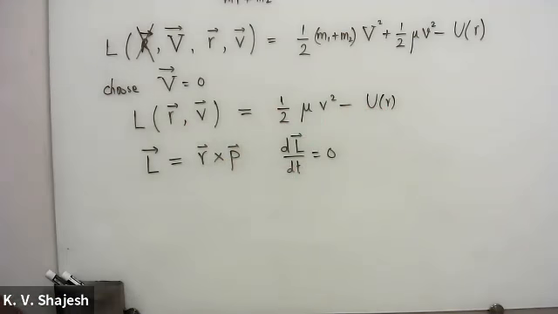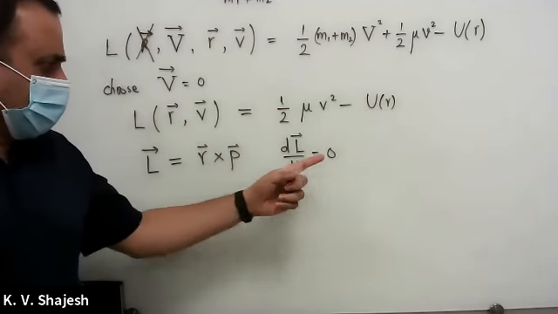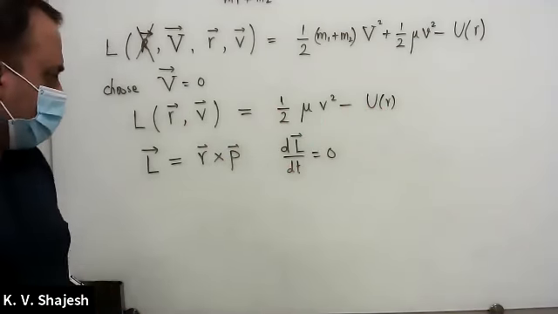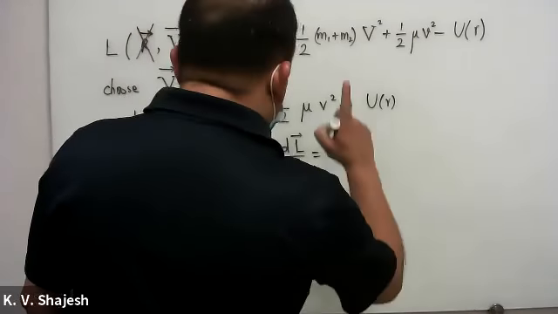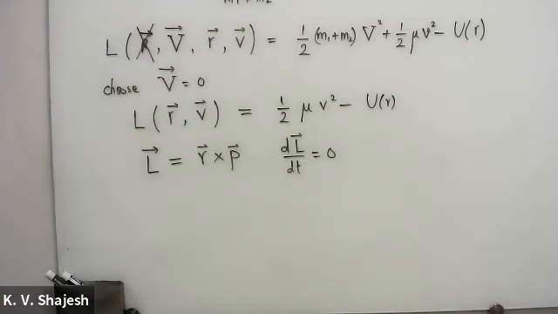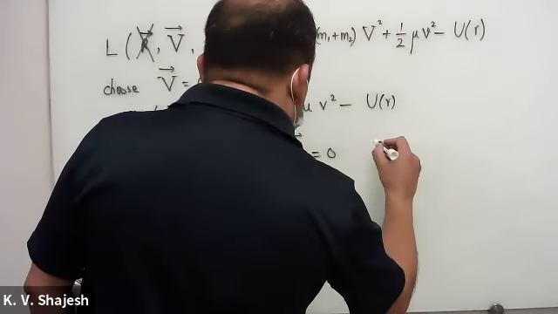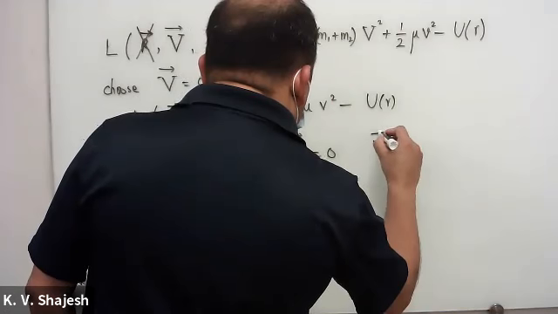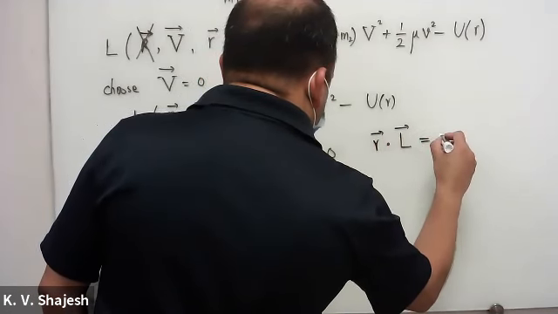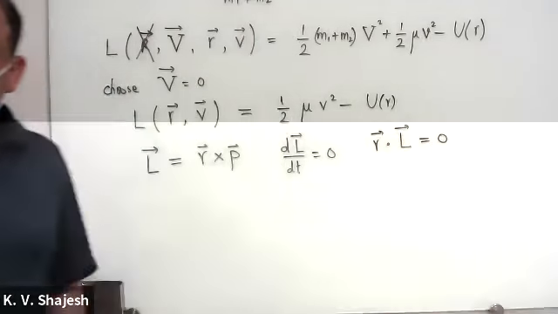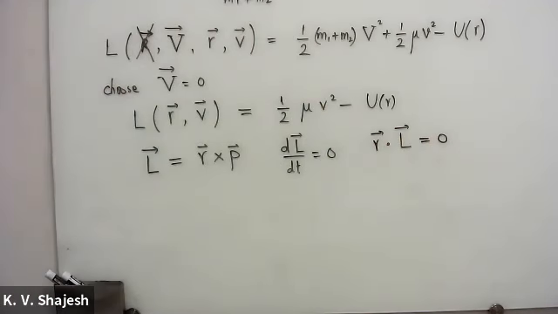So you go and find that out. And indeed, we showed that that's equal to 0. If that is equal to 0, then we can choose L to be in the direction of the z-axis. And we also showed that R dotted with L, the position of the object, is always perpendicular to the angular momentum.